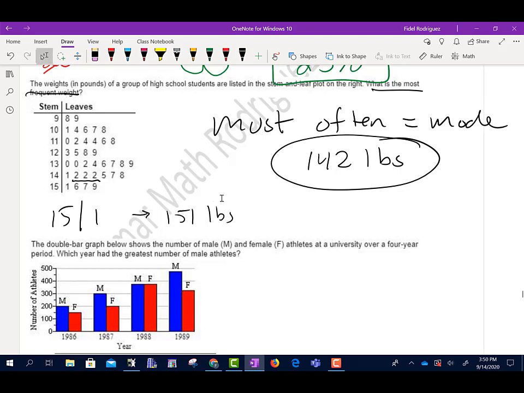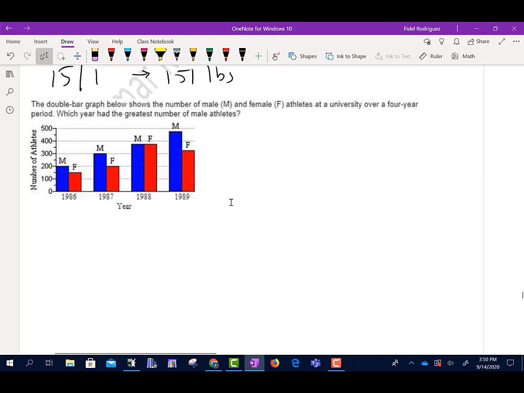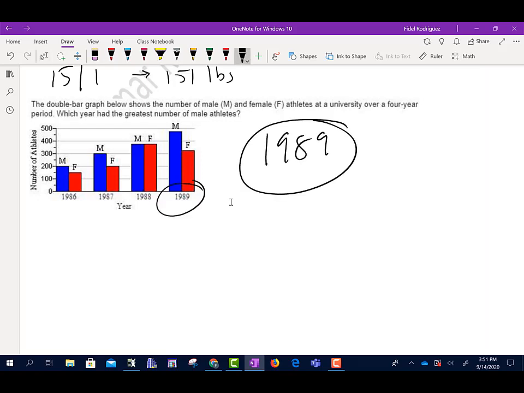All right. So in addition to stem and leaf plots, guys, we often look at bar graphs and double bar graphs. This here is a double bar graph. And it says the double bar graph below shows the number of male and female athletes at a university over a 4-year period. Which year had the greatest number of male athletes? So I'm going to look at the male, which is the blue bar, see what year is the highest. And it looks like in 1989. That's an old graph, isn't it?